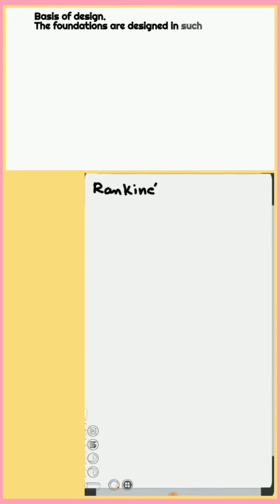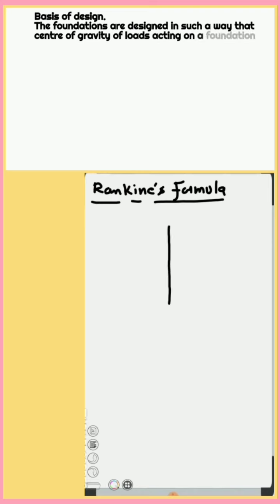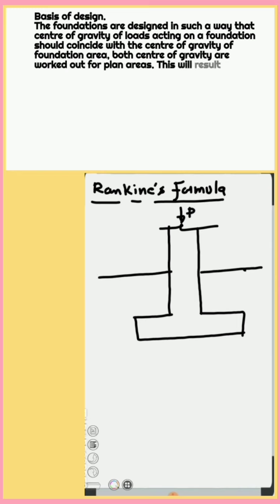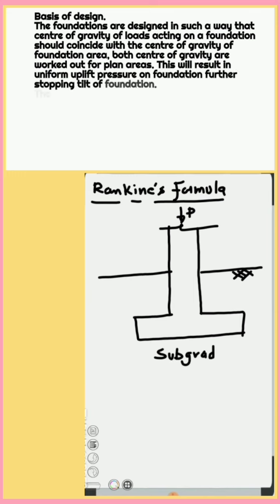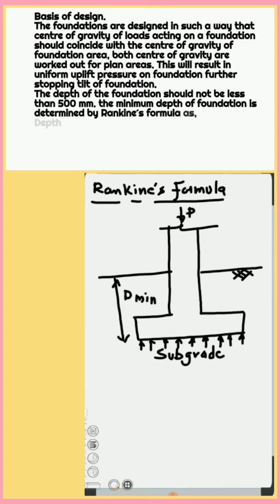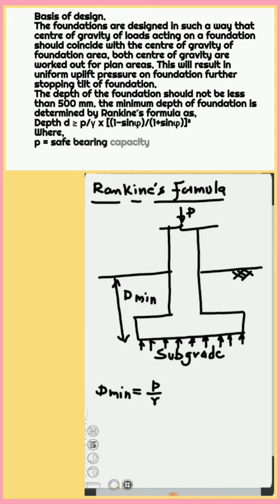Basis of design. The foundations are designed in such a way that the center of gravity of loads acting on a foundation should coincide with the center of gravity of the foundation area. Both centers of gravity are worked out for plan areas. This will result in uniform uplift pressure on the foundation, further stopping tilt of the foundation. The depth of the foundation should not be less than 500 mm.